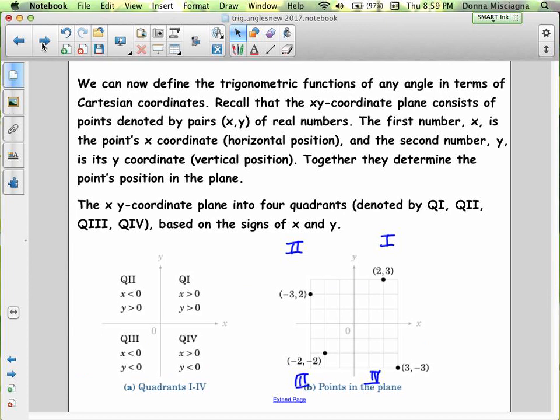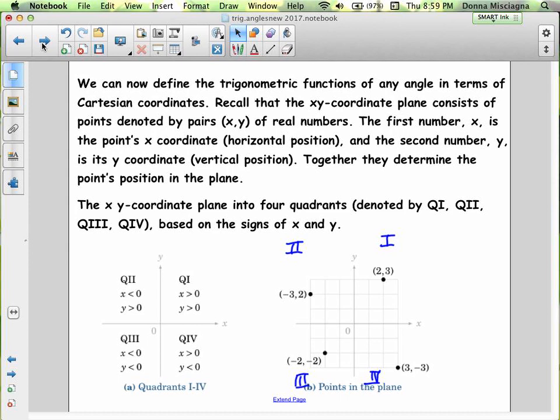Here I have 4 points. Notice they have different signs. The xy coordinate plane is divided into 4 quadrants: the first quadrant, second quadrant, third quadrant, fourth quadrant. Notice they're named counterclockwise. The signs are just based on the signs of the values in that particular quadrant. In the first quadrant, both x and y are positive. So there you can see 2, 3 graphed.